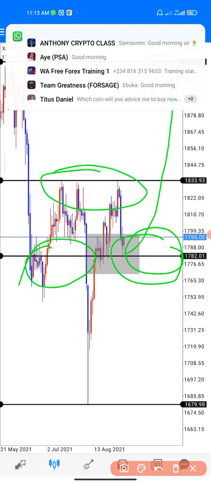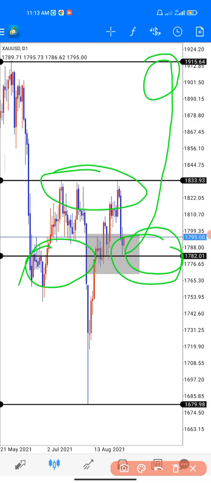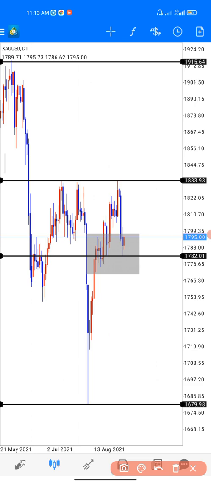Now this is what market makers are doing. There's a liquidity zone here which they are looking to take off, and there's a liquidity zone here which they are looking to take off. So they might likely do something like this. If you are not smart enough, they might likely do something like this, then they buy, or they will do something like this, then they sell. You get? So you have to be ready for whatever is coming.